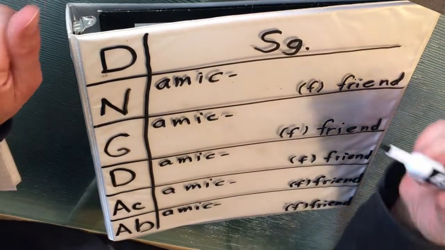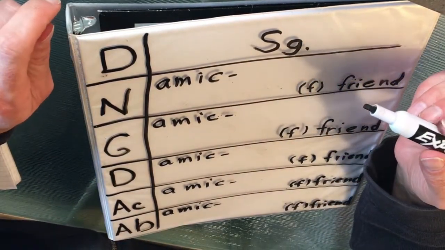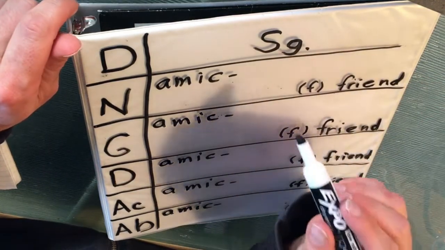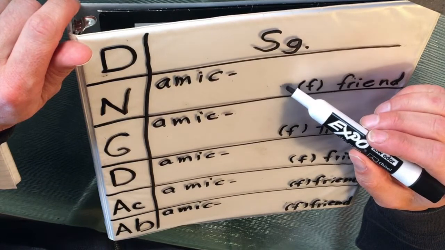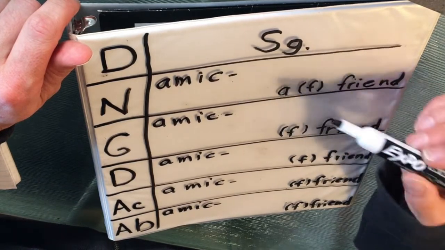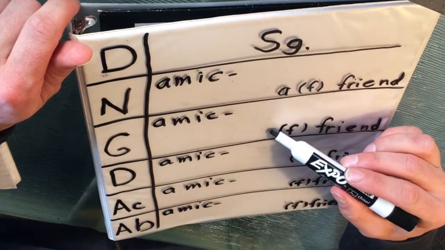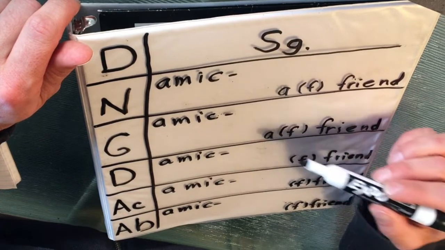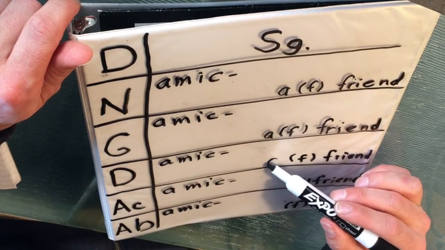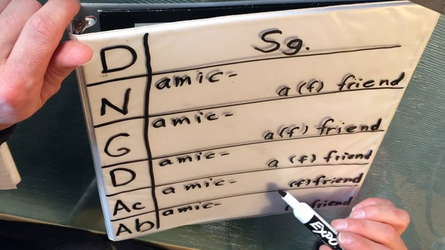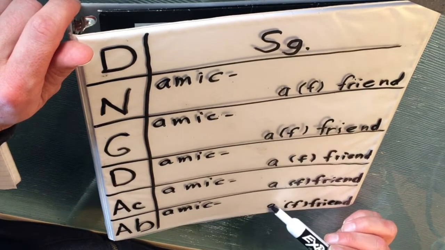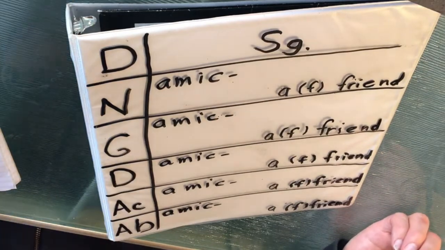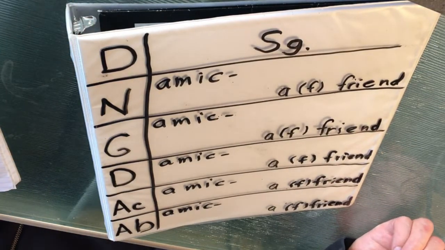D6, English needs articles, a and the. So I like to use a in the singular because that's the only place you can use it and it's good to practice. So we'll have a friend in each box.